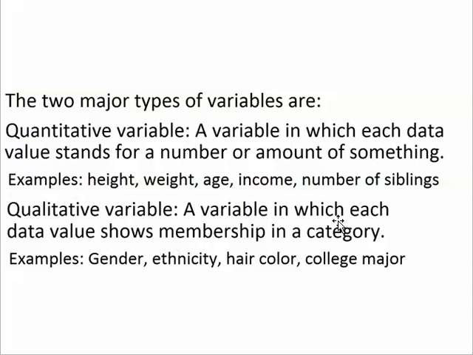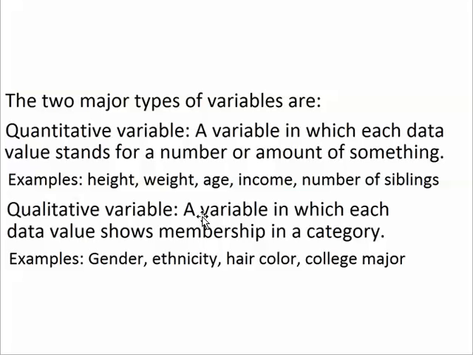Also, there's no such thing as an amount of college major. If a person tells me that he or she is a psychology major, then that just means that the person is a member of a certain category of people. So, gender, ethnicity, hair color, and college major would be 4 different qualitative variables. Basically, quantitative variables involve amounts of things, and qualitative variables involve types of things.